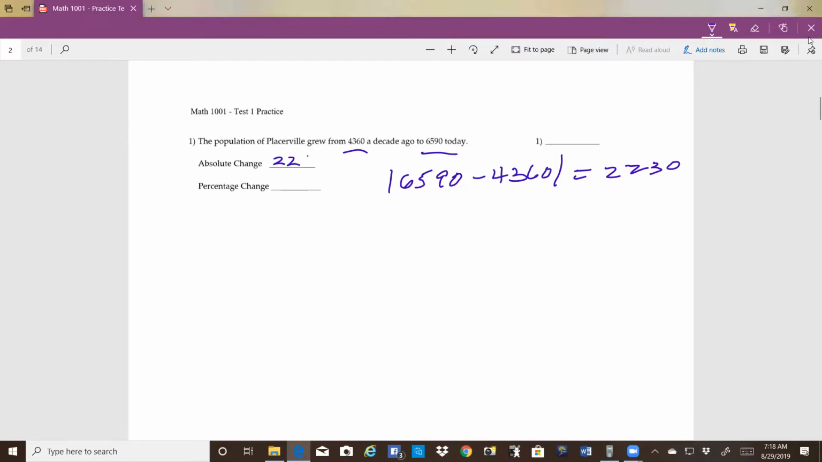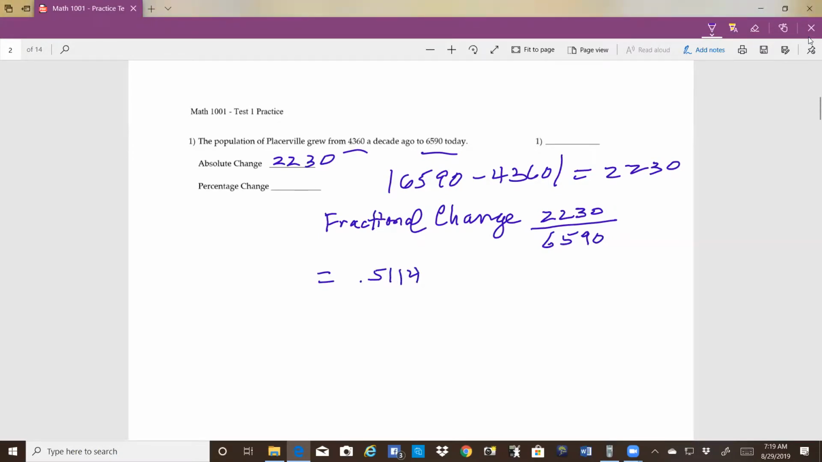And the percent change, first of all, the fractional change is 2,230 divided by 6,590, and that is equal to 0.5114, which is equivalent to 51.1%. So the percent change is 51.1%.